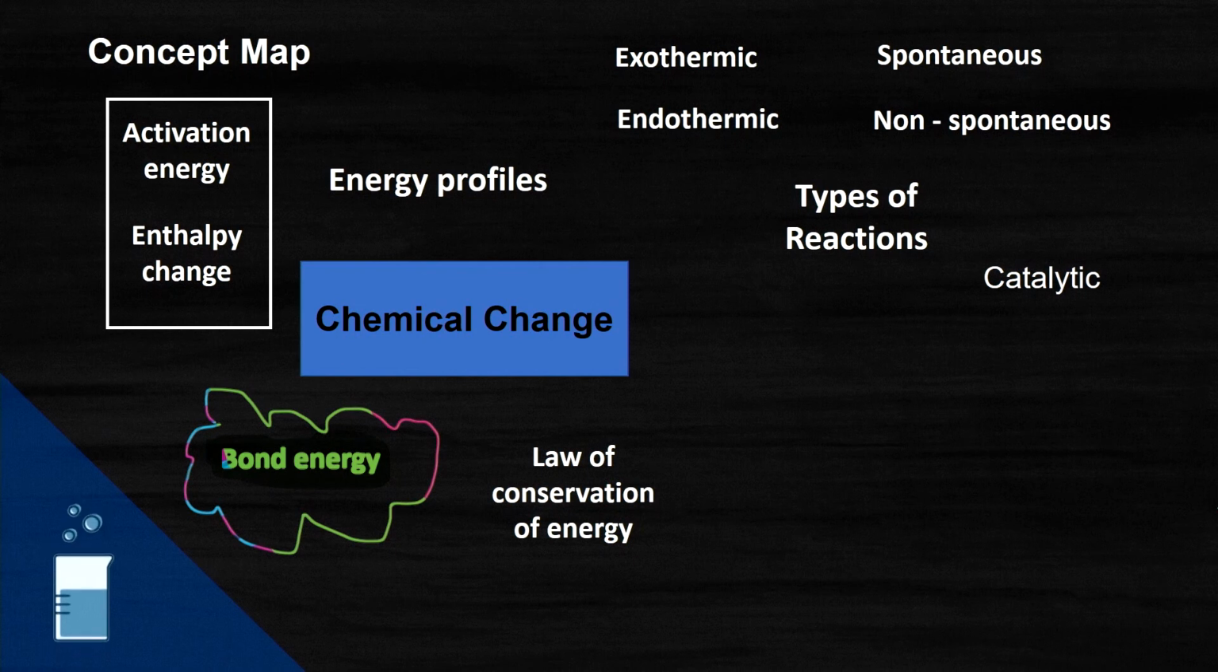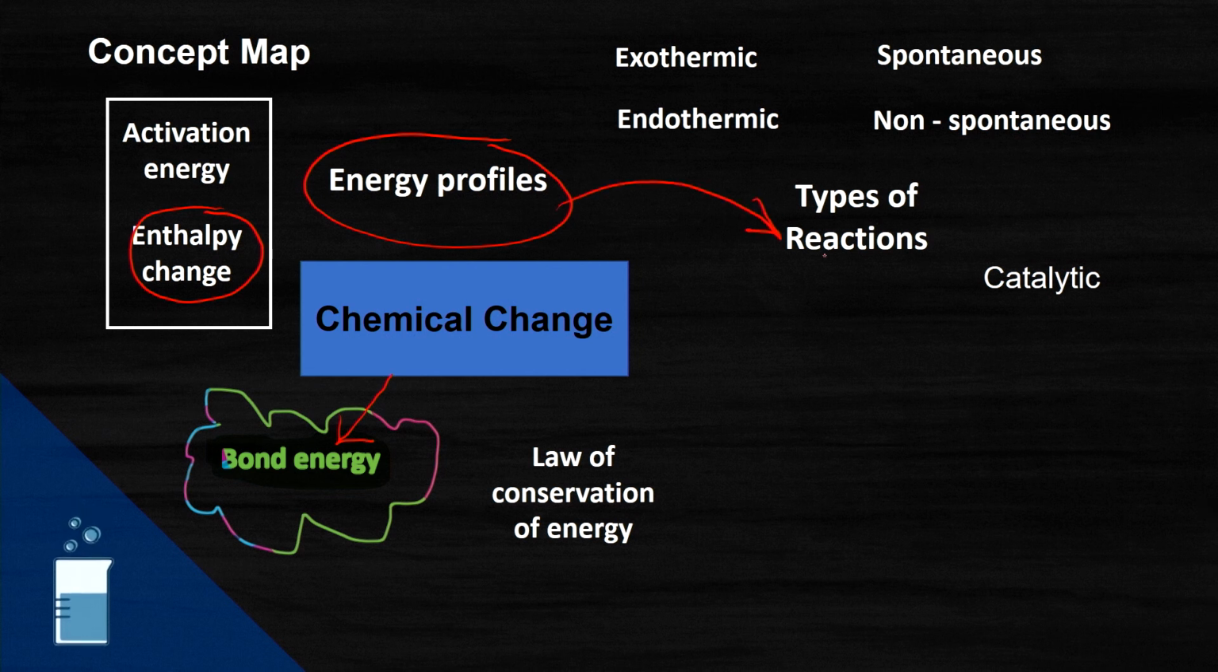If we look at the concept map, you will see that we have to start with bond energy that we need to discuss, and we will be doing that in some detail. Then we're going to have a look at enthalpy change and what that's going to look like on a graph as well as in calculations. We will have a look at energy profiles, and energy profiles tap into types of reactions, and the energy profiles will change as the types of reactions that we're looking at will change.